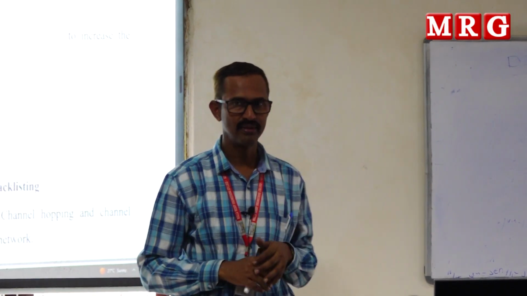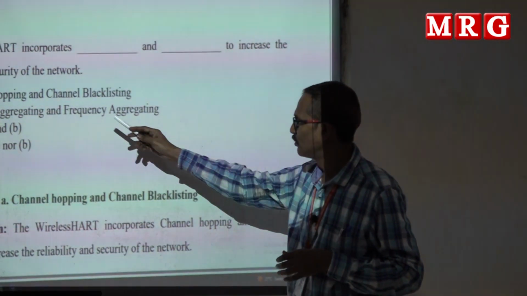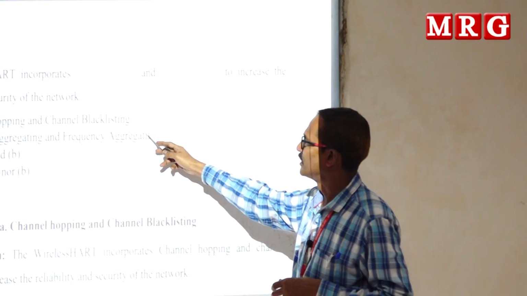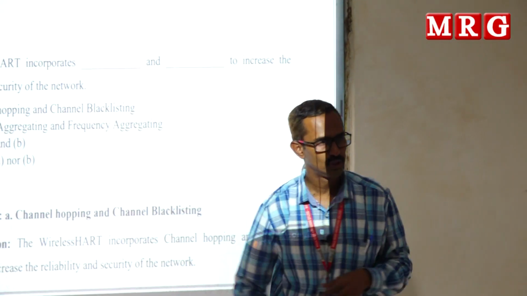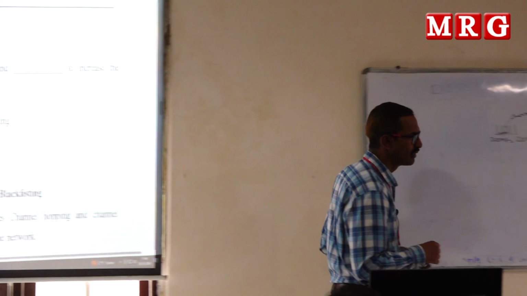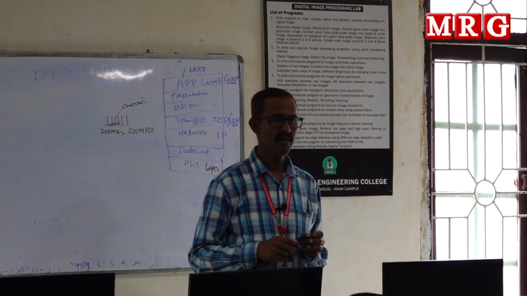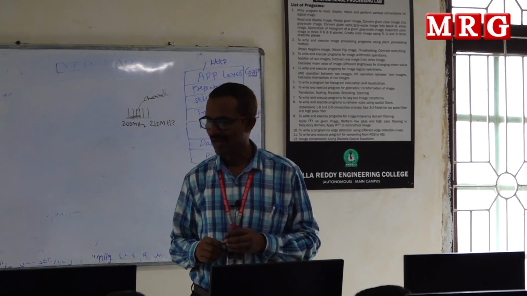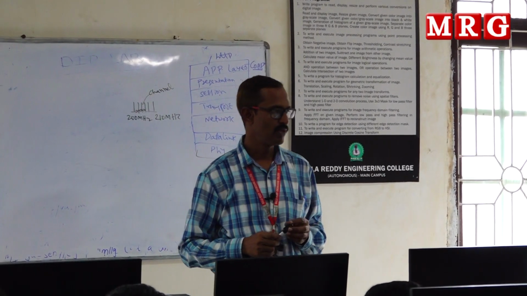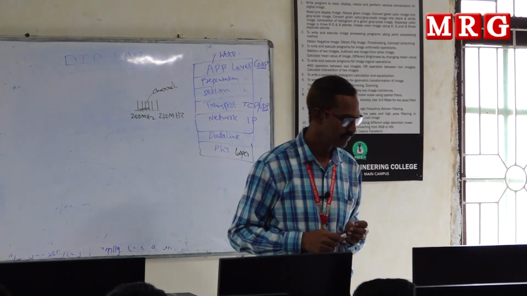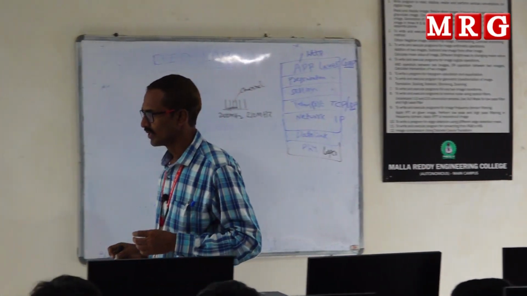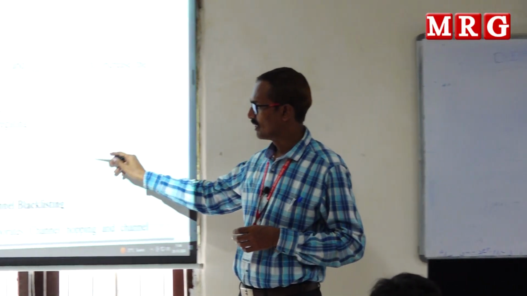That is called hopping. Channel hopping and channel blacklisting are used for reliability. To improve the reliability, this hopping is required, and blacklisting is also required. How to blacklist the channels. Okay. Channel hopping and blacklisting is the answer.